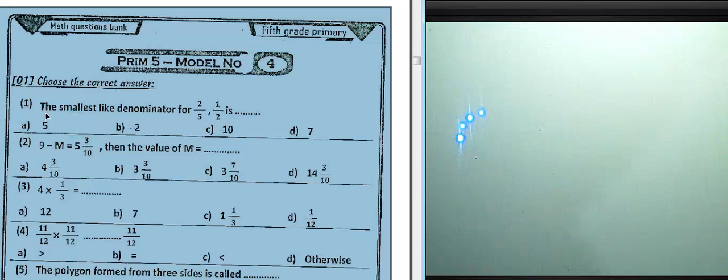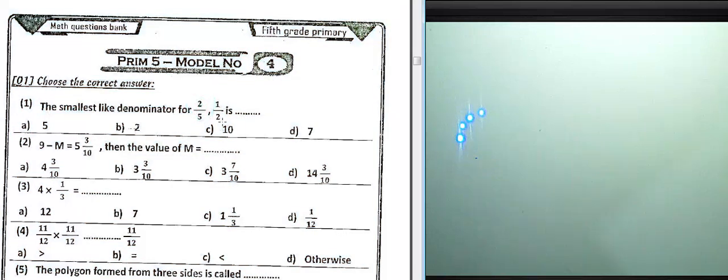Number 1, choose the correct answer. The smallest common multiple of the denominators of 2 over 5 and 1 over 2 equals 10, because 10 can be divided by 2 and 5, and 5 is a prime number. A prime number has only 2 factors: it can be divided by itself and 1 only.